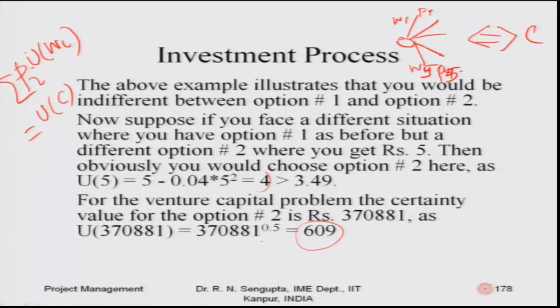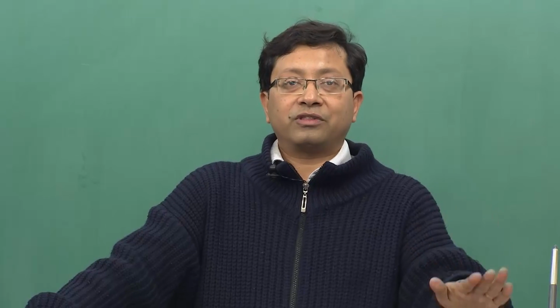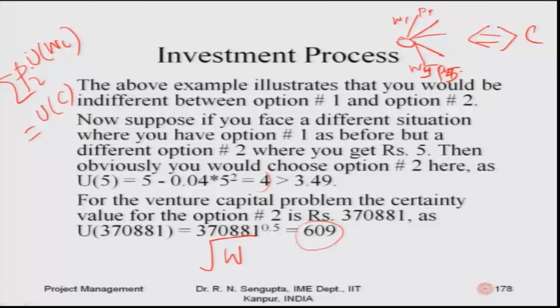If you remember, the 609 was the expected value. So, based on the fact that the utility was quadratic, my certainty value would come out to be 3,70,881. If that amount is offered, it means I would be indifferent between the gamble and the certainty decision on the other side of the table. So, any value greater than 3,70,881 would definitely mean I would be better off taking that non-probabilistic outcome.